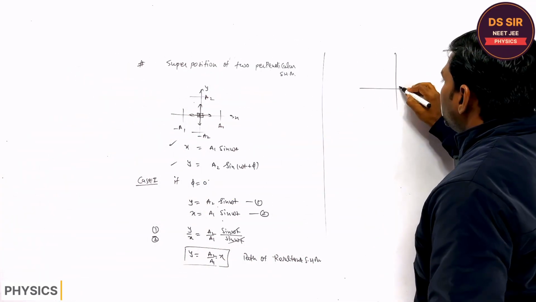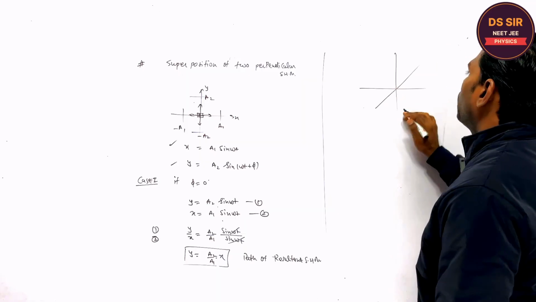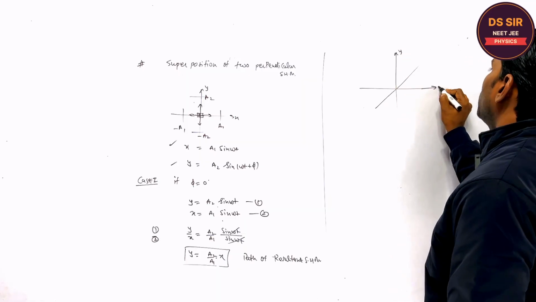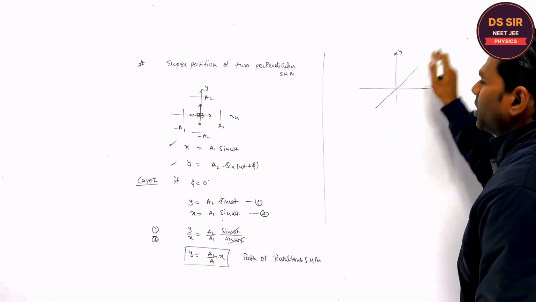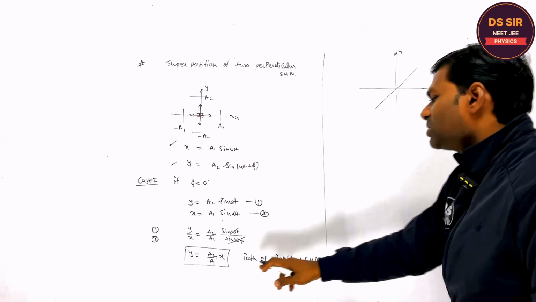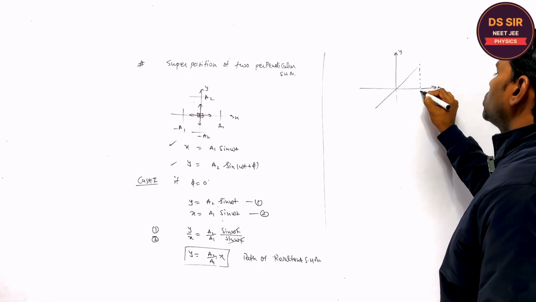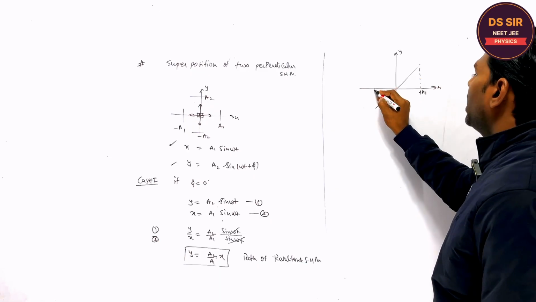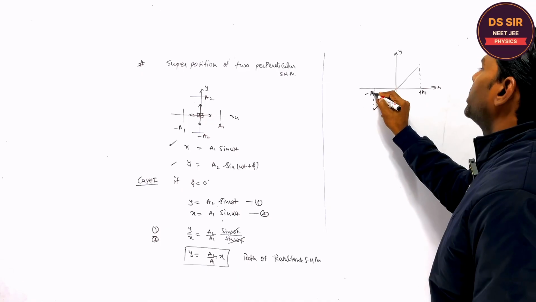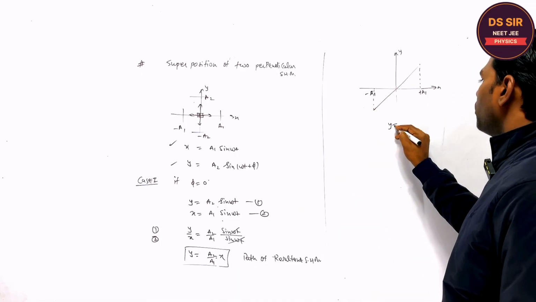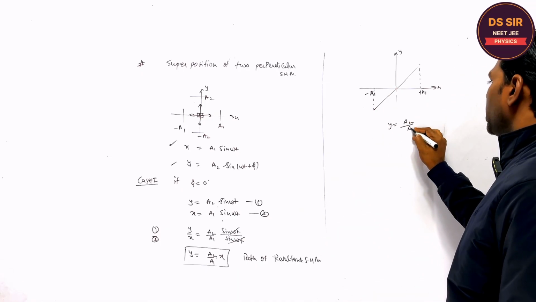So the resultant SHM of the particle will be in a straight line, y is equal to x. It will start oscillating like this, right? In the x direction, the amplitude will be plus a1 on this side, and on this side minus a1. Are you getting or not? y is equal to a2 upon a1 into x.